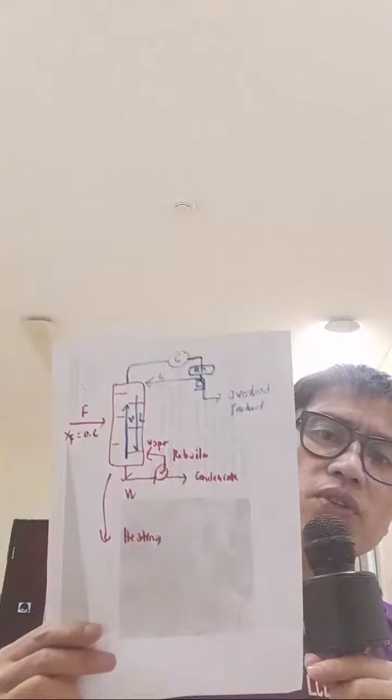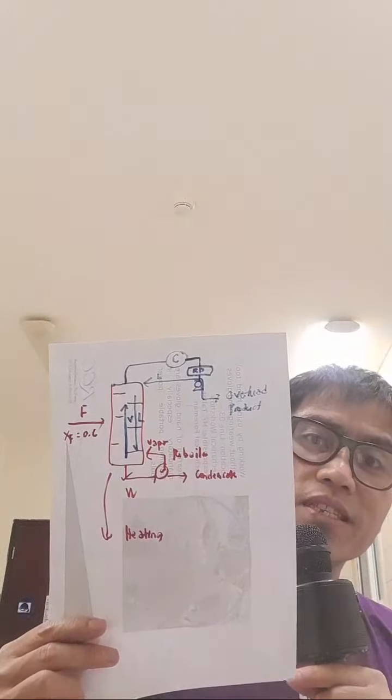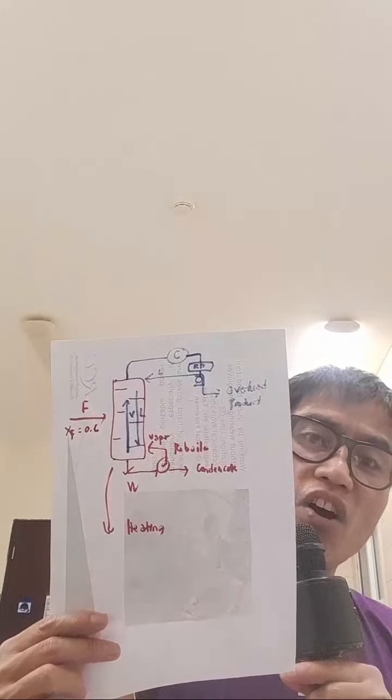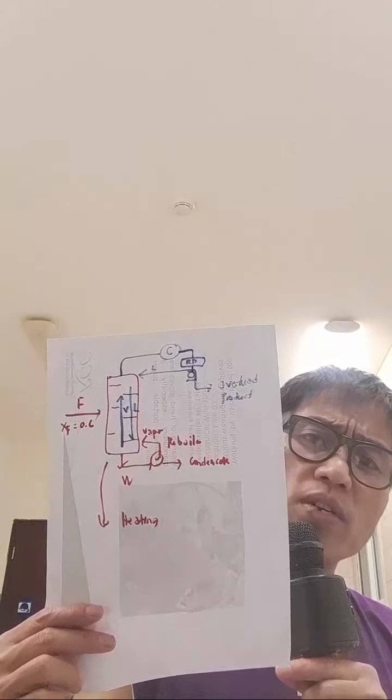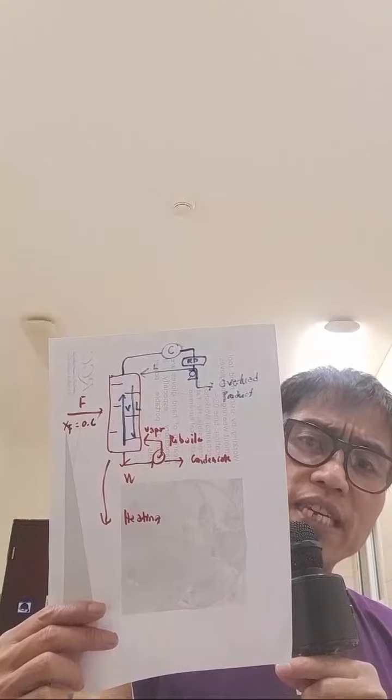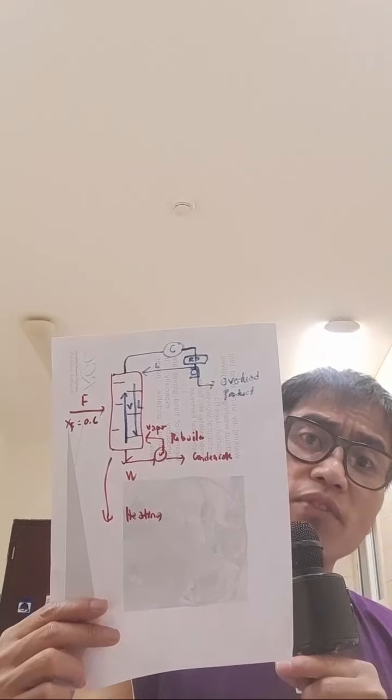So guys, it's very clear that only a portion of the overhead product, which is the distillate, will go back to your distillation column. That is called reflux. So that is L over V. The liquid will go down, and then over the V, the condensate. So, meaning distillate over the condensate.